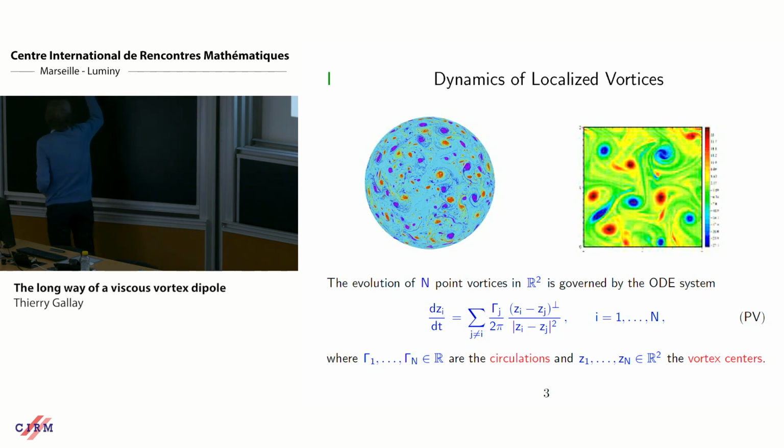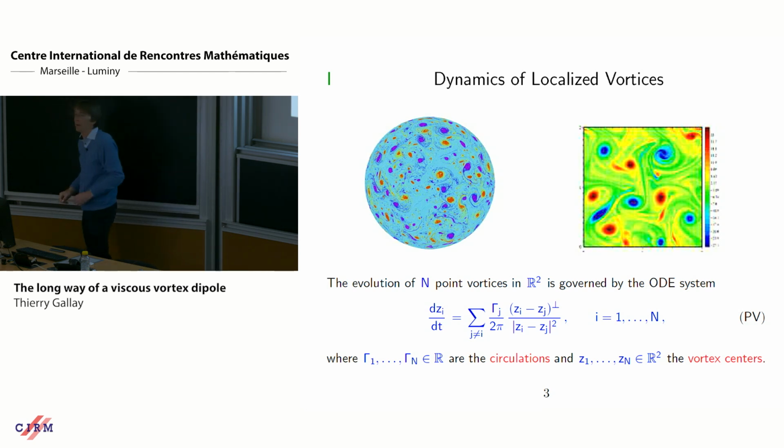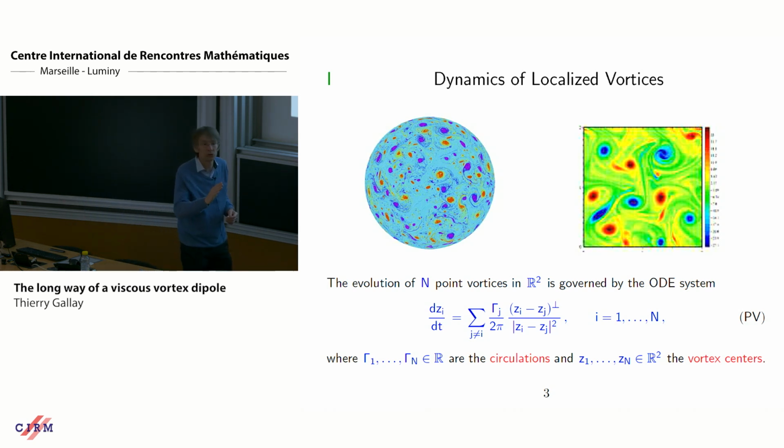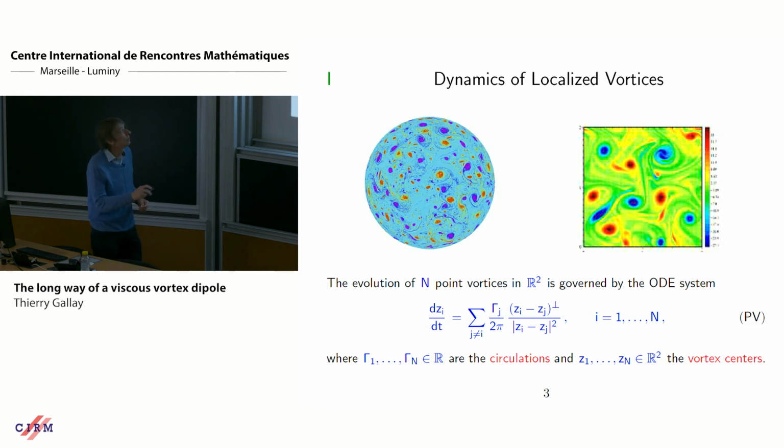So the corresponding velocity field that you obtain depends on the geometry you are working on. I will be in the whole plane R2, where it's very simple, but you can also consider point vortices in other geometries, like on the sphere, if you're interested in planets, or on the torus, like in the numerical simulation.